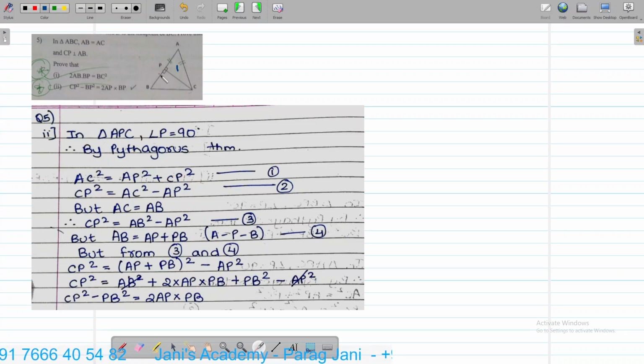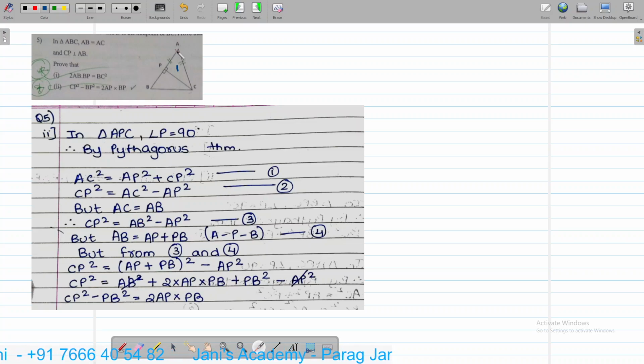Okay, now if you see PC square, you can write CP square as it is and move AP square to the opposite side. So AC square minus AP square. Now AC is equal to AB, given in the question. So now instead of AC you need to write AB. Okay, so CP square now is equal to AB square minus AP square.